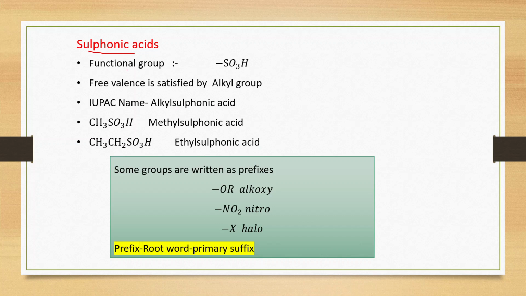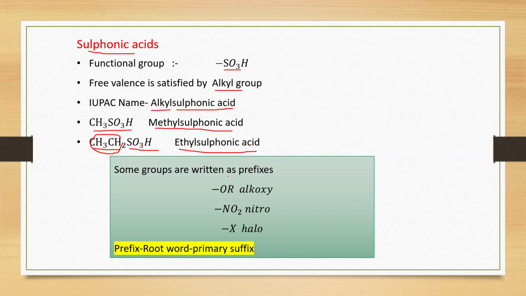Sulphonic acids. Functional group is SO3H. Free valency is satisfied by alkyl group. IUPAC name is alkyl sulphonic acid. See, CH3SO3H, this is methyl sulphonic acid. CH3CH2SO3H, this is the ethyl part, so this is ethyl sulphonic acid. Clear? These are the functional groups whatever we have discussed, and these are written as a secondary suffix.